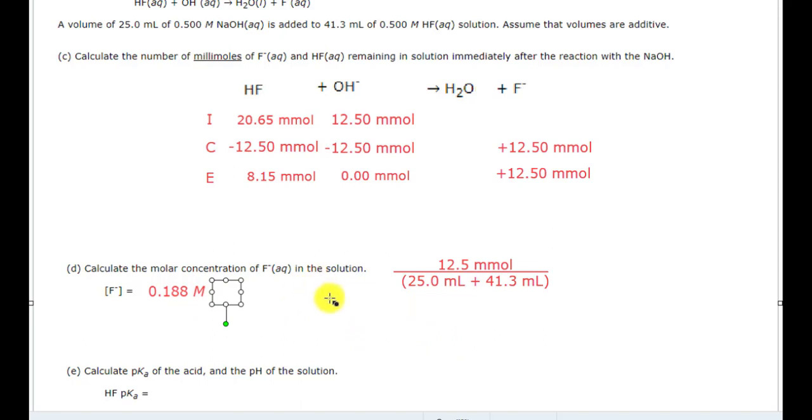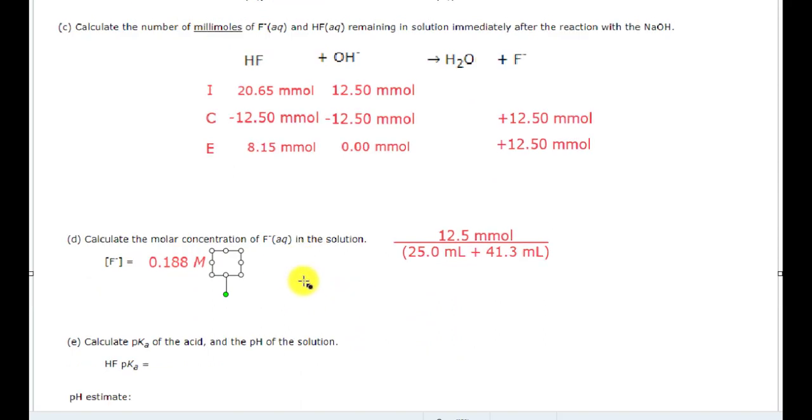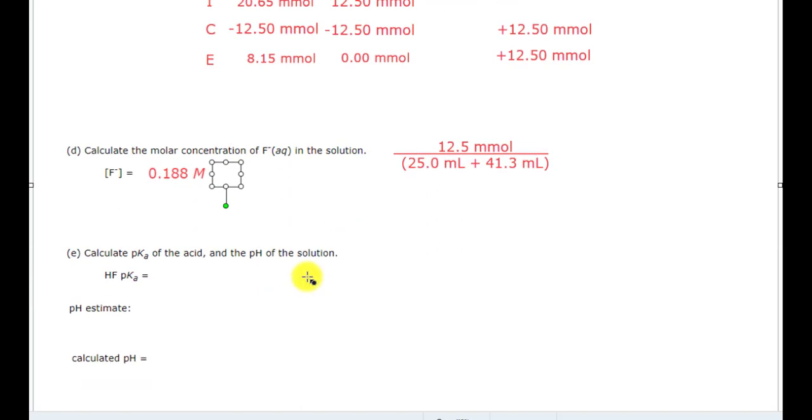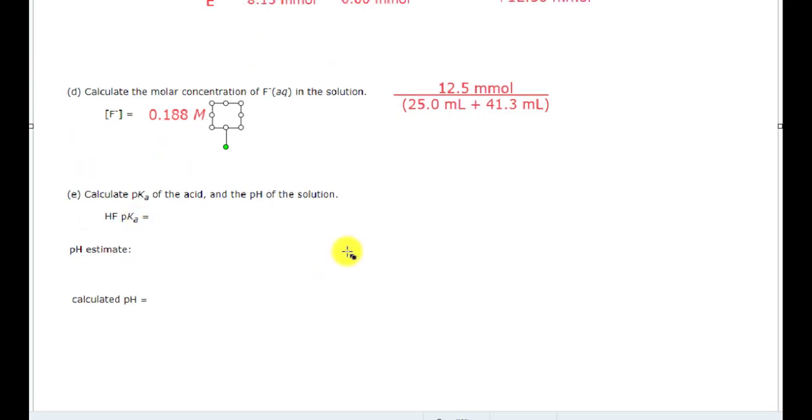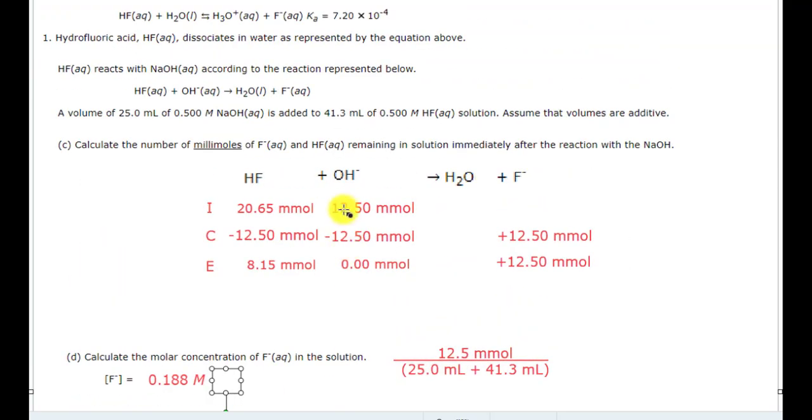This is great. This is pretty straightforward stoichiometry stuff. We really haven't gotten into acids and bases. This is where it gets scary. Calculate the pKa of the acid and the pH of the solution. Oh, okay. Well, let's see. Ka, we had a Ka up there. Yeah, there it is. 7.2 times 10 to the negative 4.